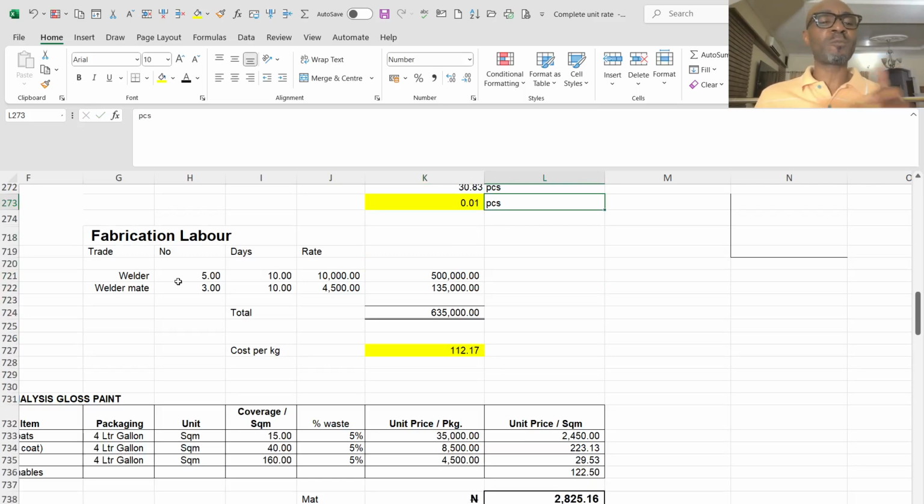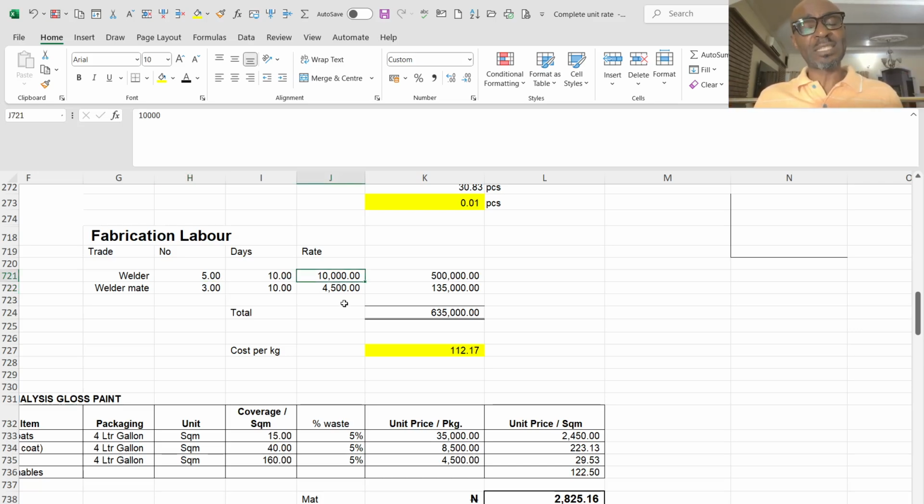Then coming to the fabrication, this is if it is an on-site or off-site fabrication. You have to compute the labor for the fabrication of the girder separately from the computation of the labor for installation. So in this case, I have assumed that I'm going to spend 10 days to fabricate all the 20 girders, and I will be needing 5 welders, and 3 labor that will be helping them in moving one thing or the other. And they are all going to spend 10 days to do the fabrication.